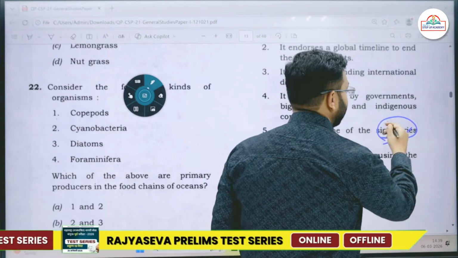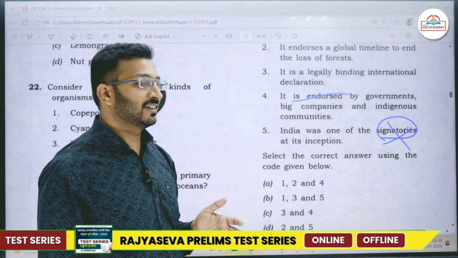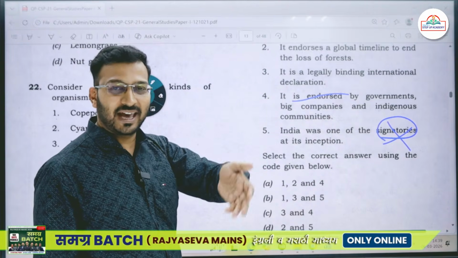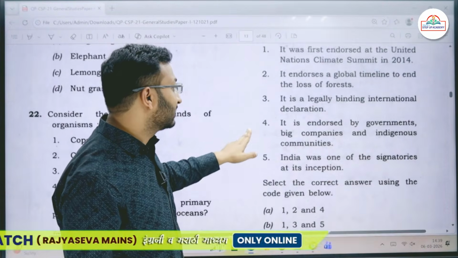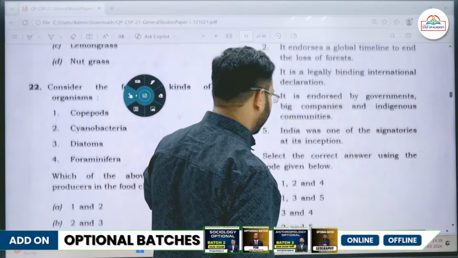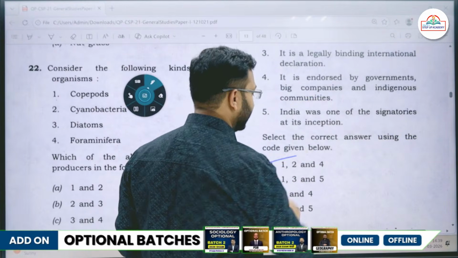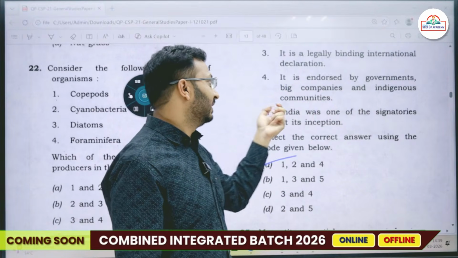Why would India sign it? So, you have to have good command on English as well. English is not useful only for the CSAT, English is useful here also. Some, can, lethal, withal, so all this we have to just analyze in the statement. So what I find is that only 1, 2 and 4, because it is simply saying it is endorsed, endorsed by the government, big companies and indigenous communities.